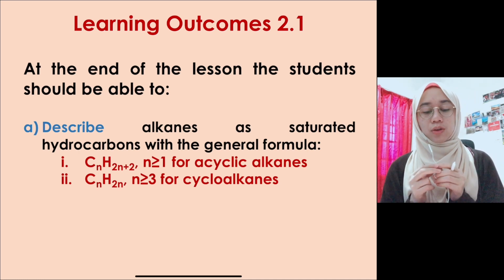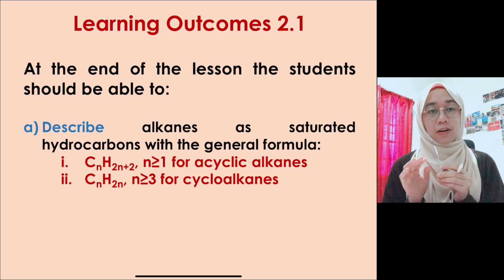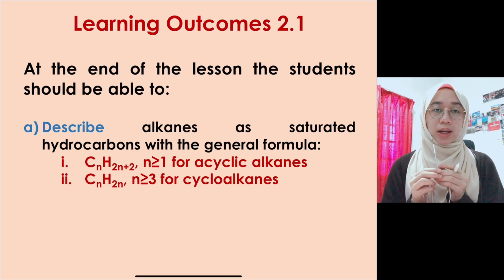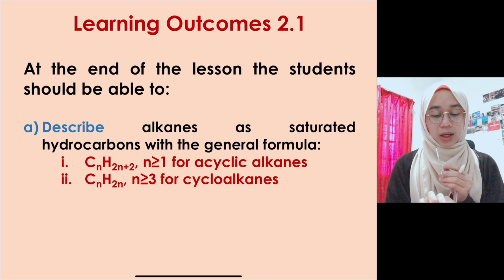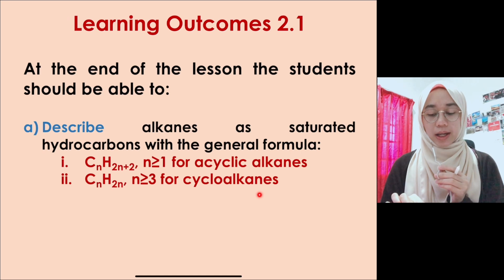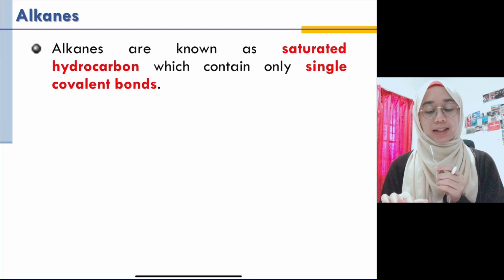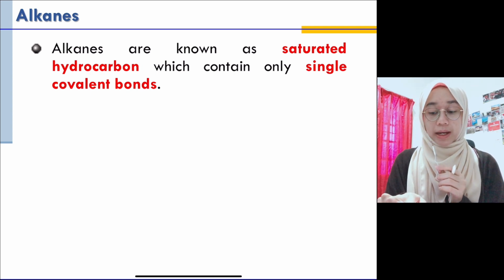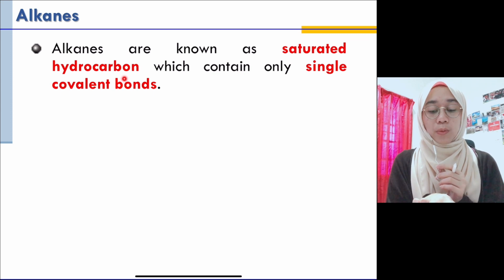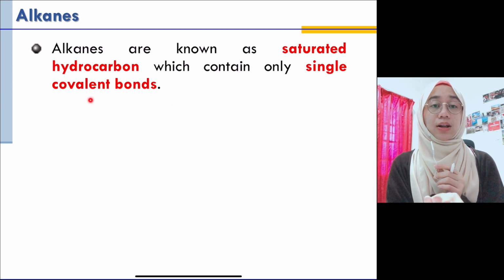Okay, so for 2.1, by the end of this particular lesson, you'll be able to describe alkane as the saturated hydrocarbons with the general formula of these two here, and their difference for acyclic alkane and also cycloalkane. So let's have a look at what is alkane first. Alkanes are known as saturated hydrocarbon. By now you should know that it is a saturated hydrocarbon which consists of only single covalent bonds.